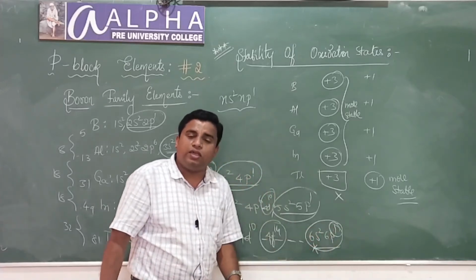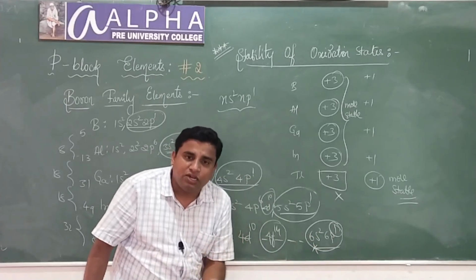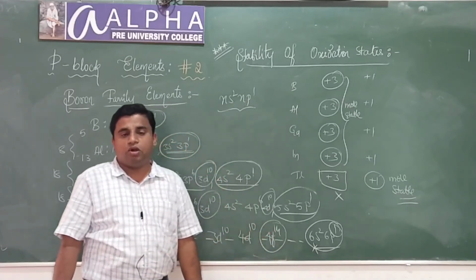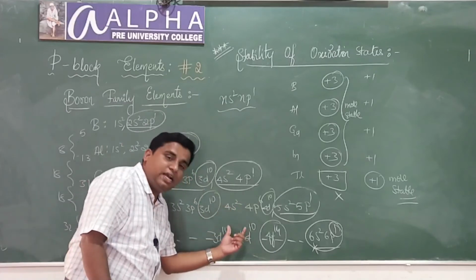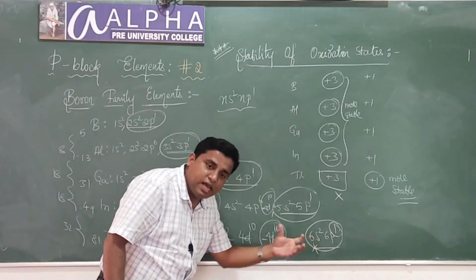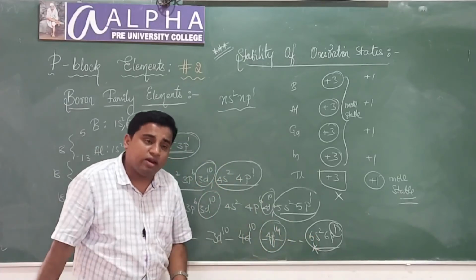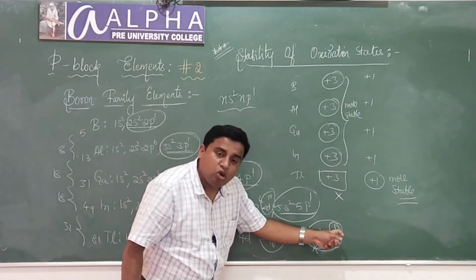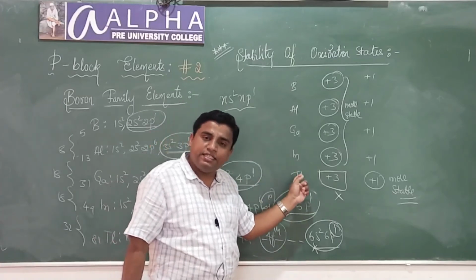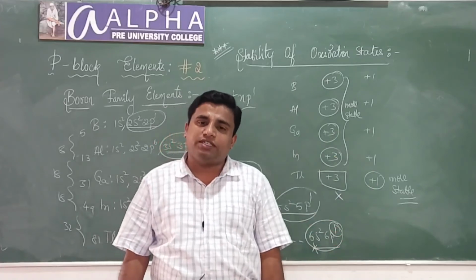Why can I not remove the electrons from the s orbital? Because they are tightly held to the nucleus. Why are they tightly held? Because of the poor shielding effect of d and f orbitals. Understood my point? Therefore, which electron can be removed? I can remove only one electron from the outer p orbital. Hence, thallium can exhibit only the +1 oxidation state. It cannot exhibit the +3 oxidation state.